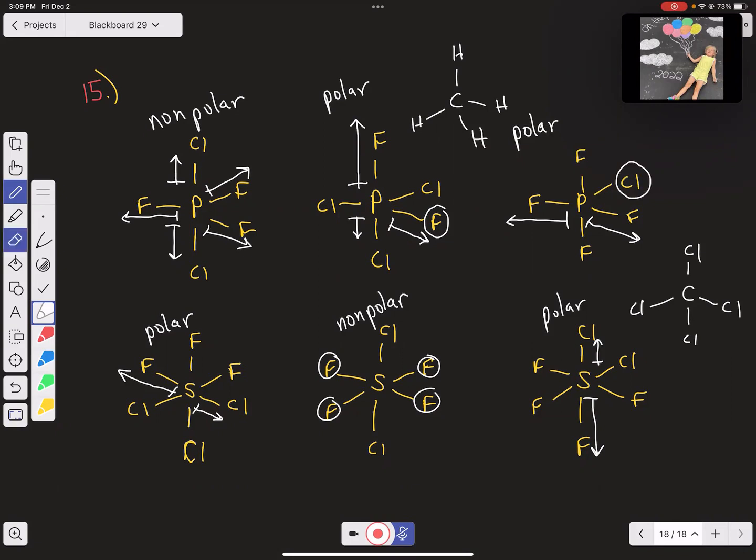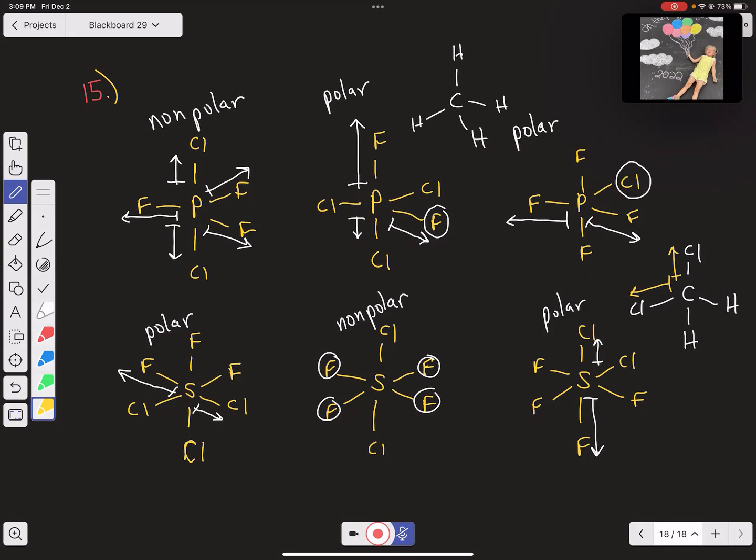We can make it polar if we lose that symmetry. Methylene chloride here has 2 chlorines, 2 hydrogens. Now it's polar because we've lost that balance. We're pulling electron density away and the hydrogens can't balance that out. They are not electronegative compared to carbon, so they're not going to pull electron density away from carbon to help balance that.